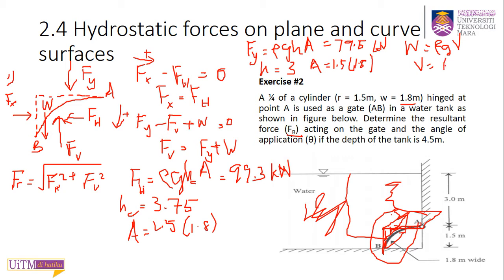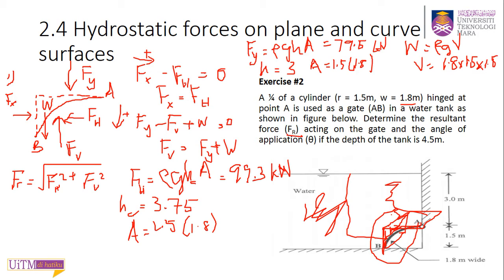1.8 times 1.5, that's area. Volume. Not 3, the 3 is the height. We want the volume of this cuboid. So 1.5 times 1.5 times 1.8. Right? Okay, so that's the value for V.